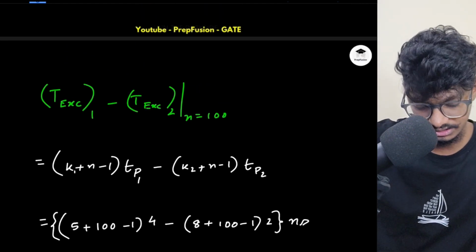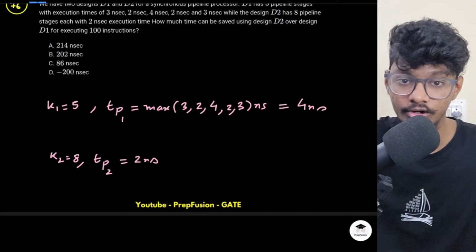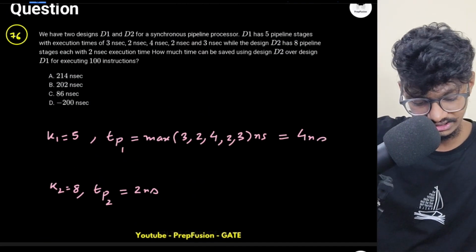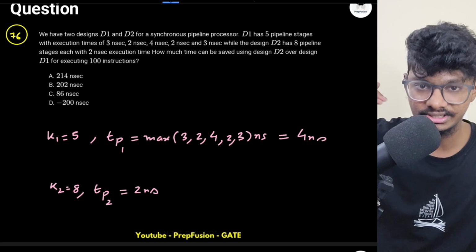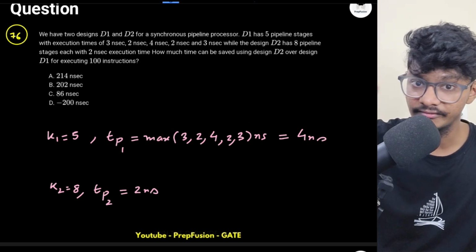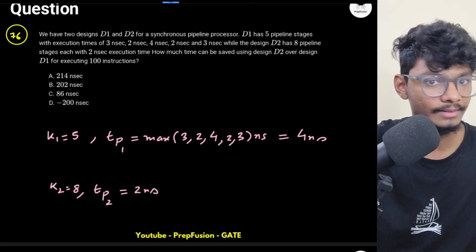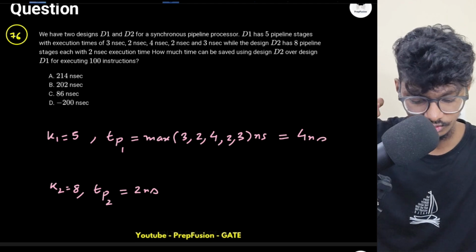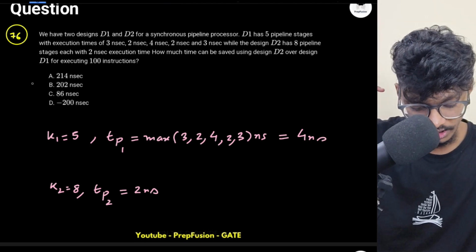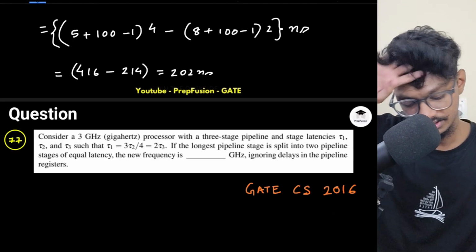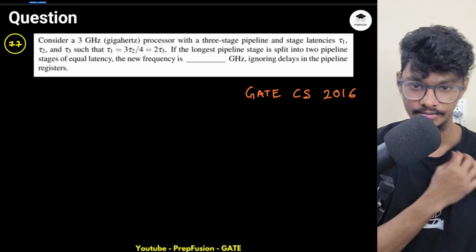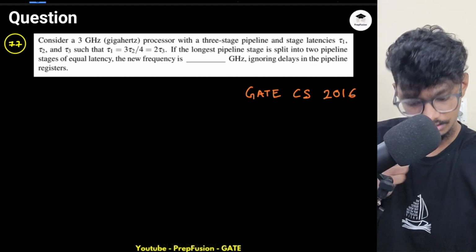Sometimes this has disadvantages, like breaking it down into multiple stages, but in most cases, if I keep my segment delays consistent, then obviously I am saving a huge amount of time because the idle time has reduced, as explained in the previous question as well. So how much time have I saved? 202 nanoseconds. These are all very, very simple questions. Okay, so let's do this last question.